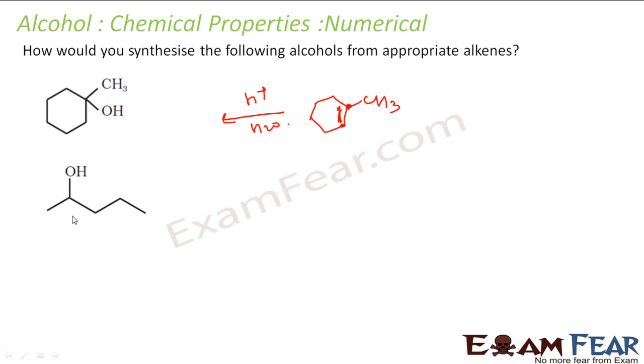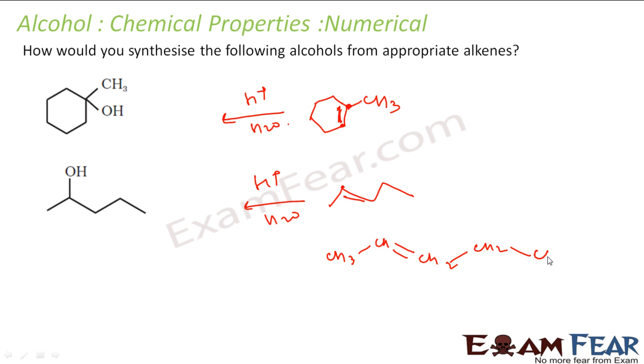For this also, this has to add here, so we can add this. Correct? In this case, OH will come here because this has less number of hydrogens. I can draw for you if you want. CH3, CH, double bond, CH2, CH2, CH3. Sorry, it will be CH.